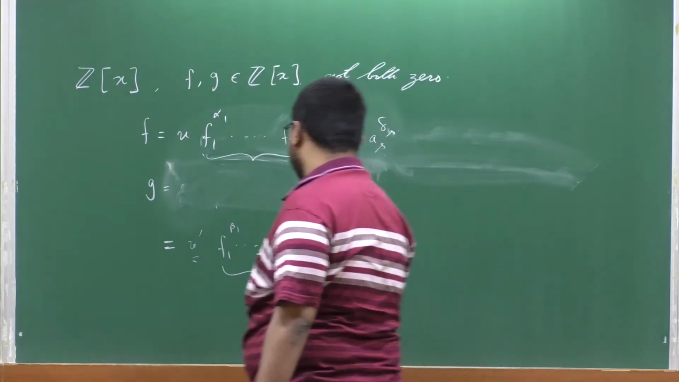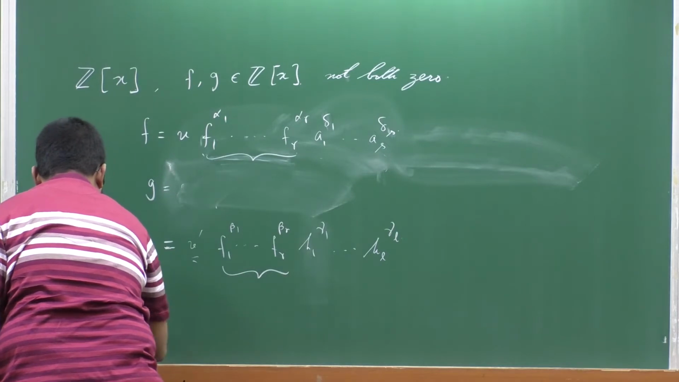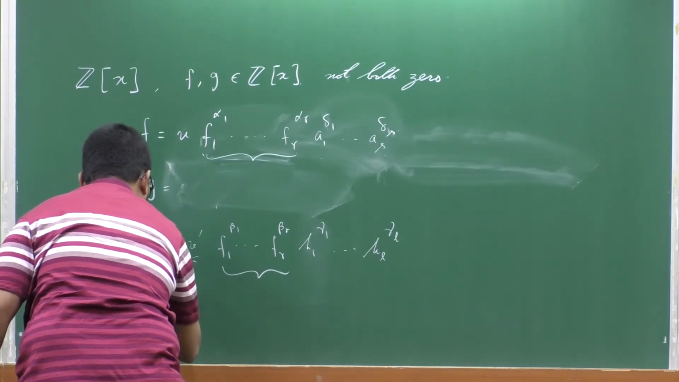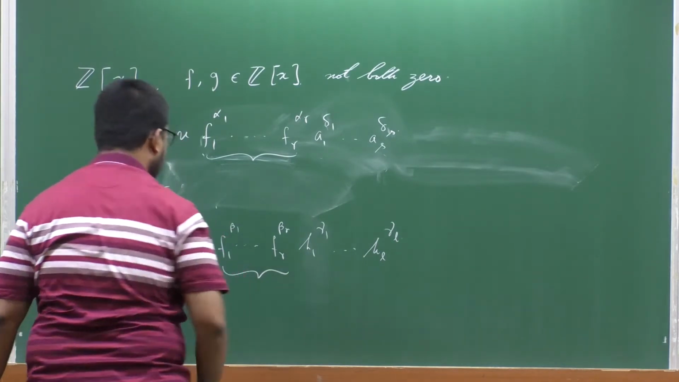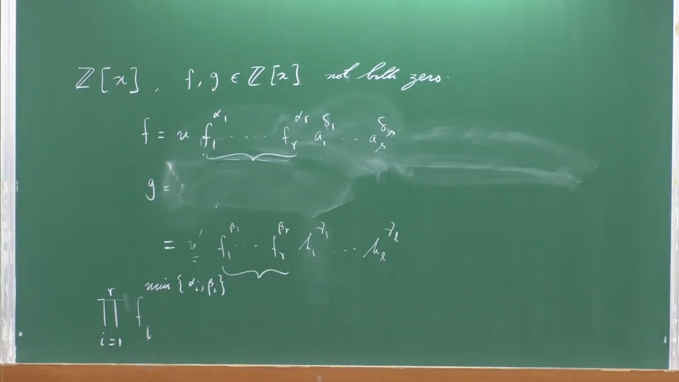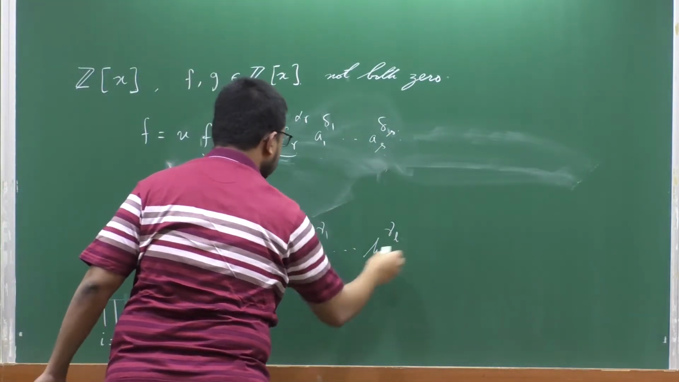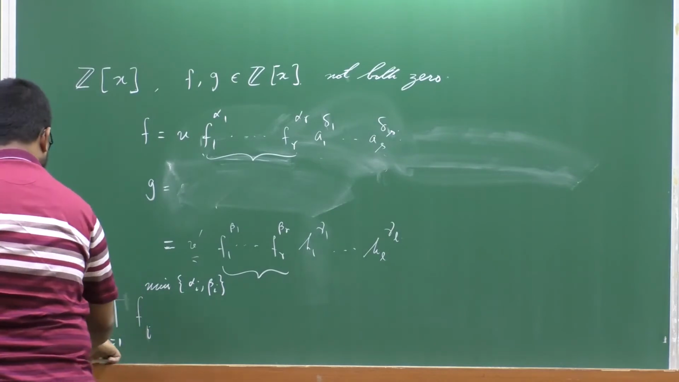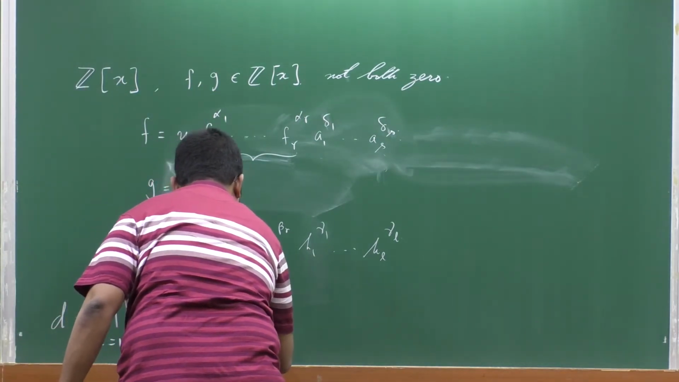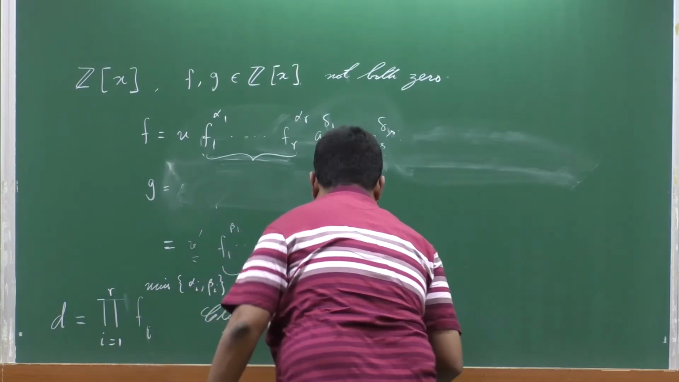Now what we do is we consider the following polynomial, defined as the product, for i from 1 up to r, of f_i to the power minimum of alpha_i and beta_i. Basically, as I said, we have relabeled the irreducible factors, rearranging if necessary, and then we can bring this to this form. Now let us call this D. The claim is this D is a GCD of f and g.